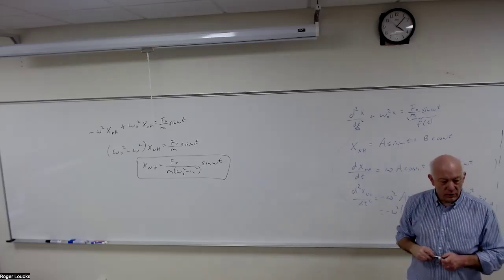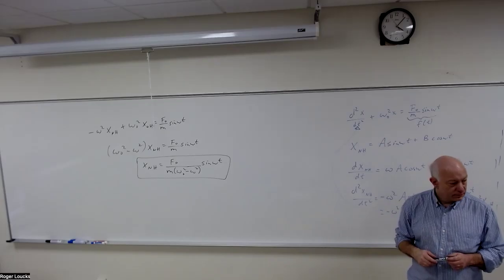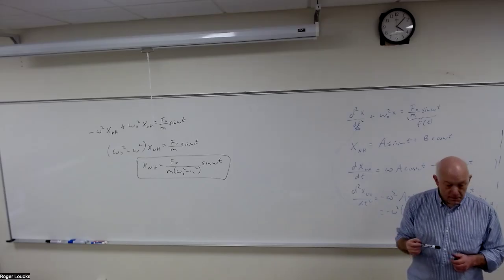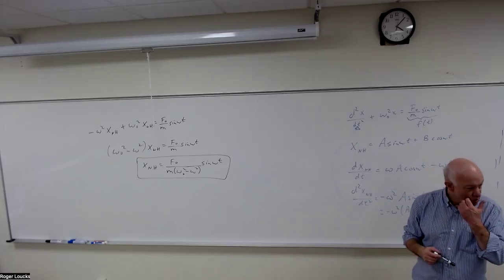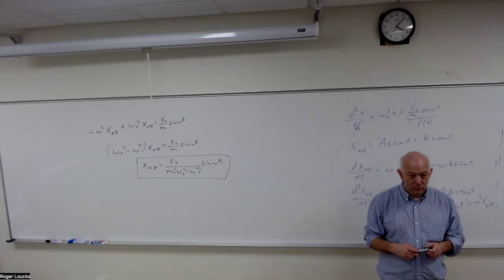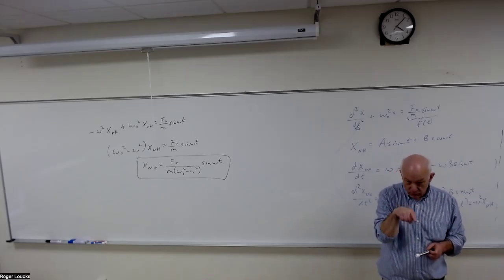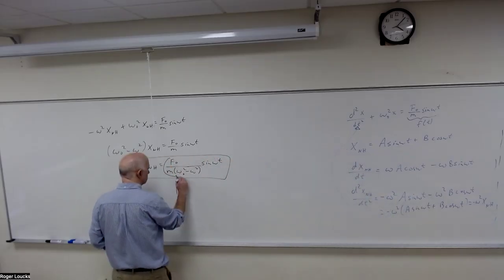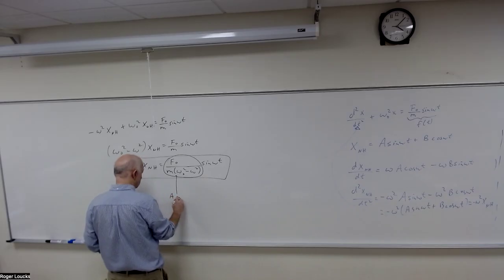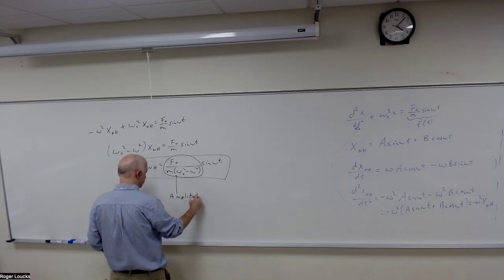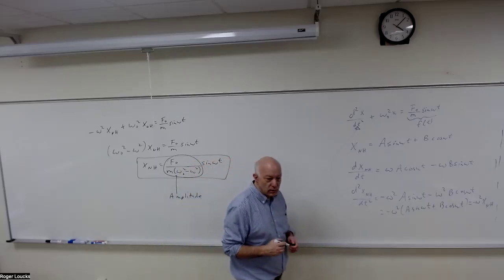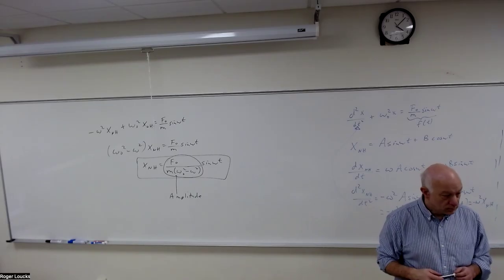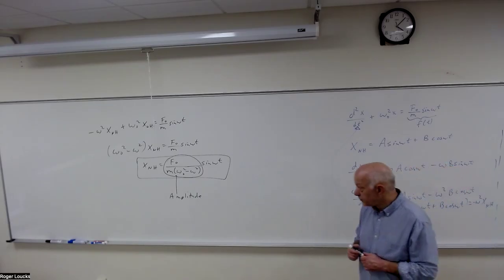What's unique about this? Okay, what's omega naught again? The natural frequency of oscillation of the string. What is omega? The oscillation driving force. Yeah, the rate at which that thing's spinning around. Okay, this right here is your amplitude. What do you notice about the amplitude? As omega gets closer and closer to omega naught, what happens? It gets larger and larger and larger.